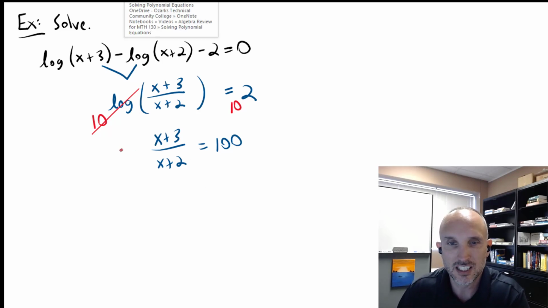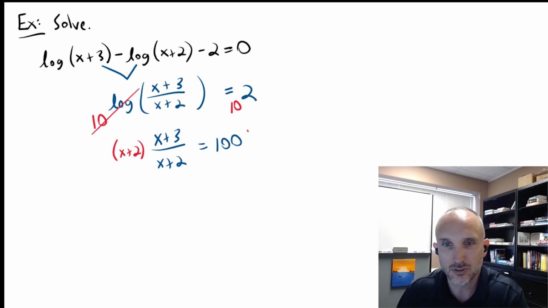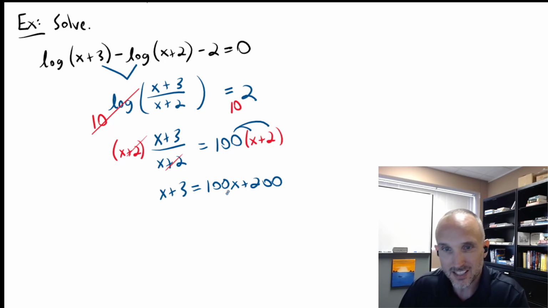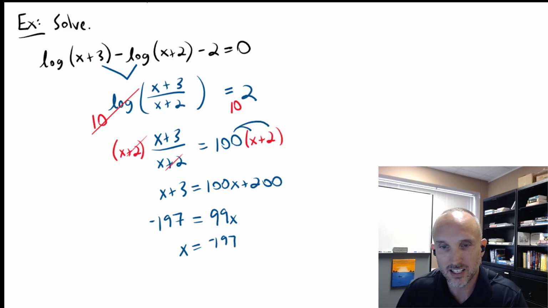So I'm going to multiply both sides by x plus 2 to cancel this denominator, giving me x plus 3 equals 100x plus 200. Then I'm going to get my x terms together, so I'll subtract x over from my 100x, giving me 99x. And I'll subtract 200 over from my 3 to give me a negative 197. And if I divide both sides by 99, I get negative 197 over 99.